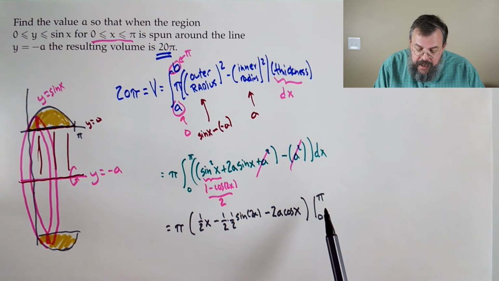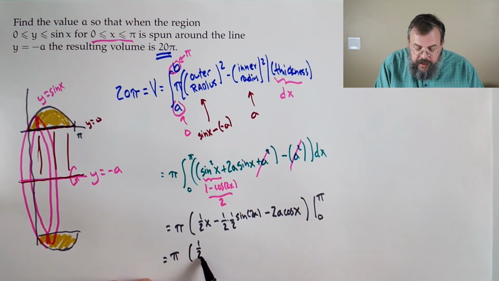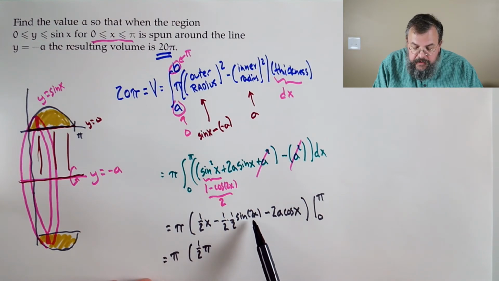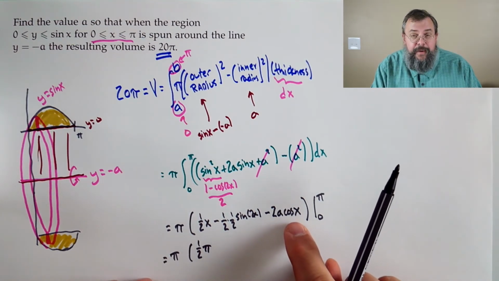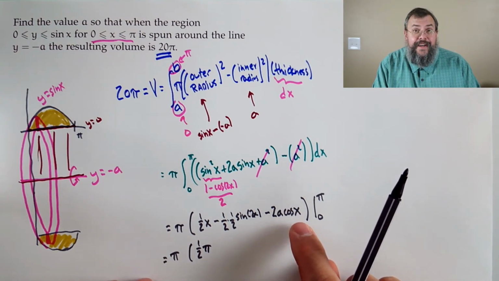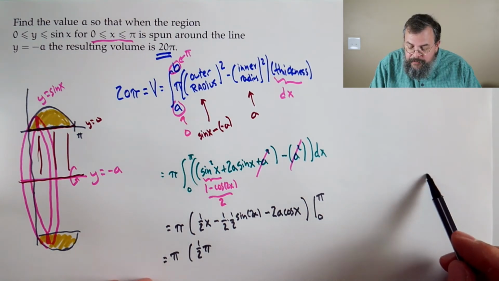So when you plug in pi, well, what do you have? Well, you get a half times pi. So that's 1/2 pi. Then we have a sine of 2 pi. Well, sine of 2 pi is 0. Goes away. How about cosine of pi? Cosine of pi is -1. Think about the unit circle.